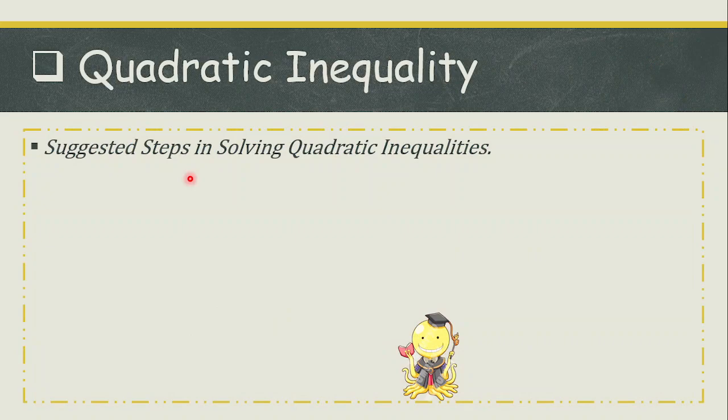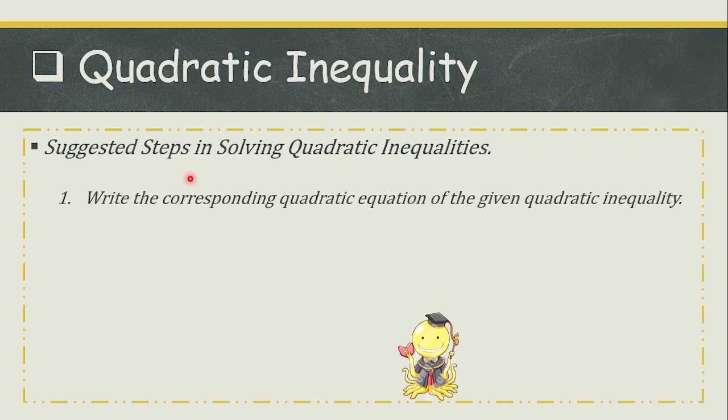Quadratic inequality. So here are the suggested steps in solving quadratic inequality. So you can screenshot this part of the video or you can just check in your book kasi andyan naman siya. So number 1, write the corresponding quadratic equation of the given quadratic inequality. So yung kailangan daw natin gawin sa step 1, yung given na quadratic inequality sa problem, i-change natin or gagawin natin quadratic equation. So later on sa examples, makita nyo kung paano yung pag-change.